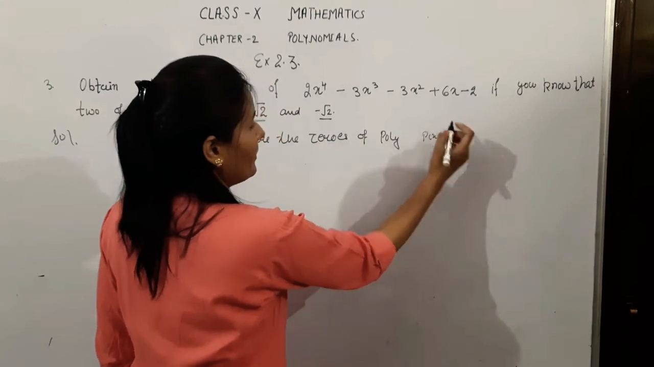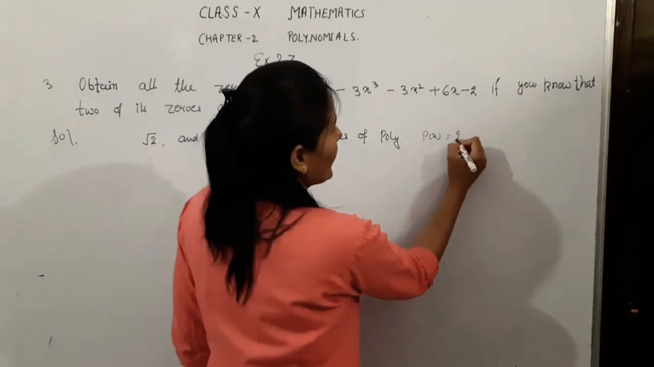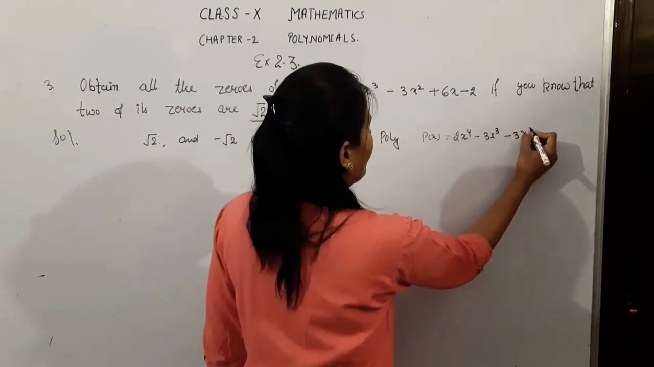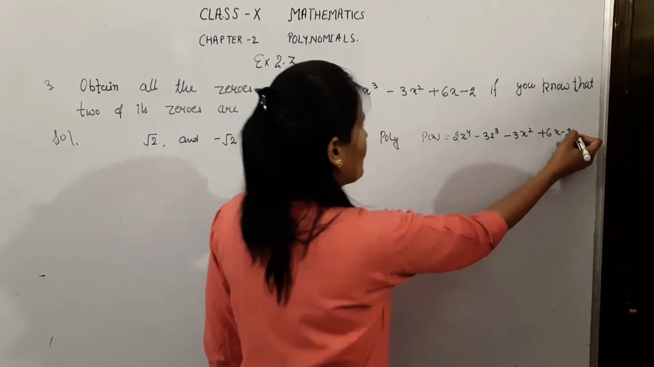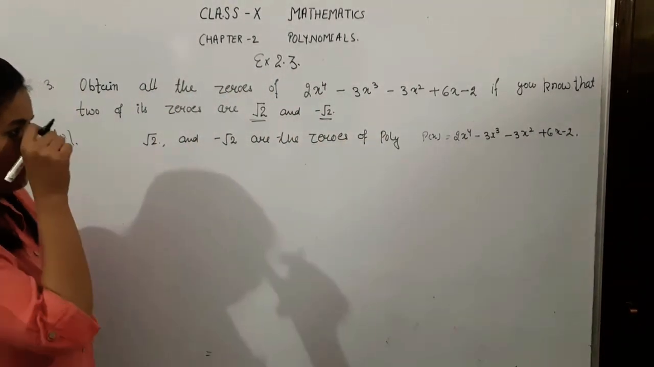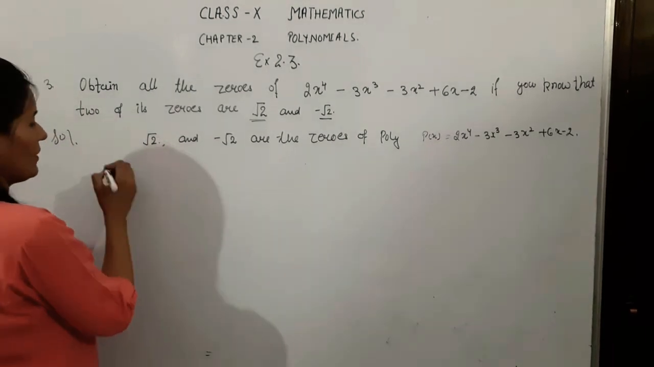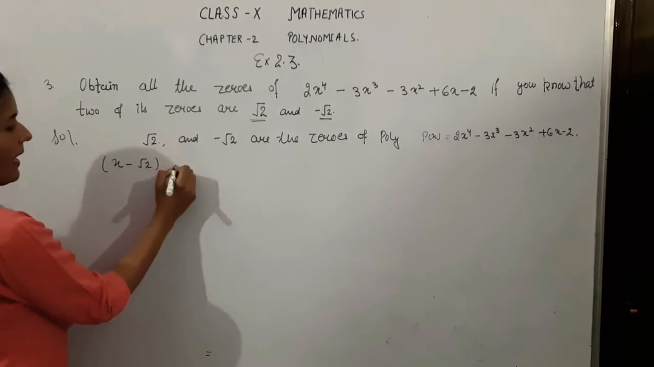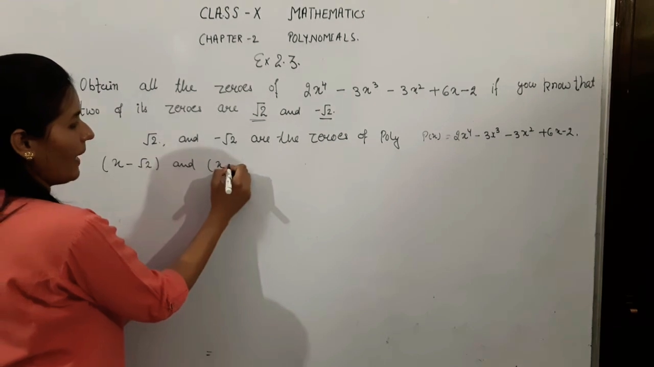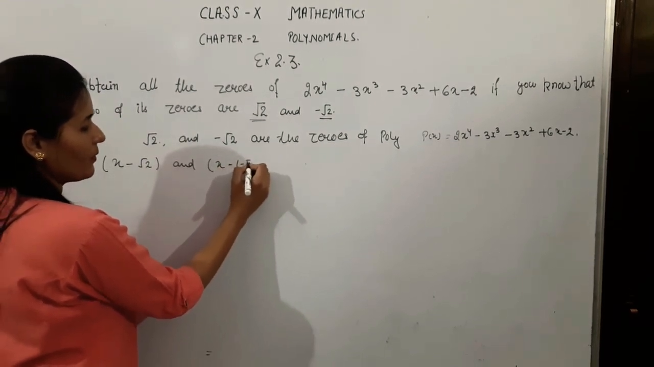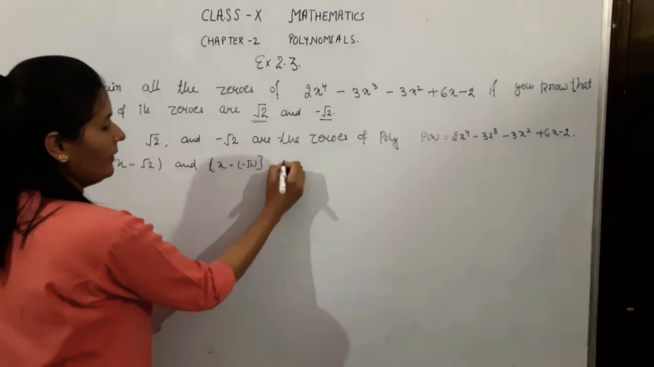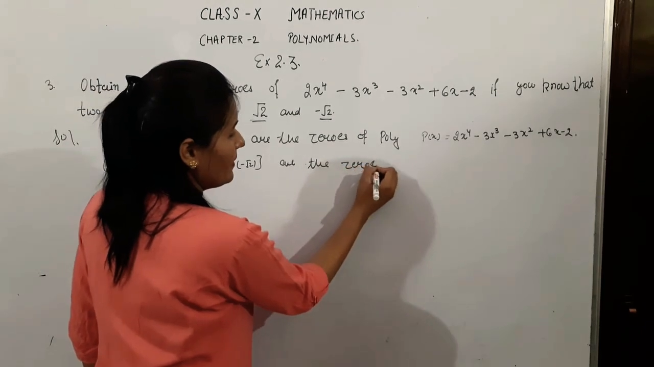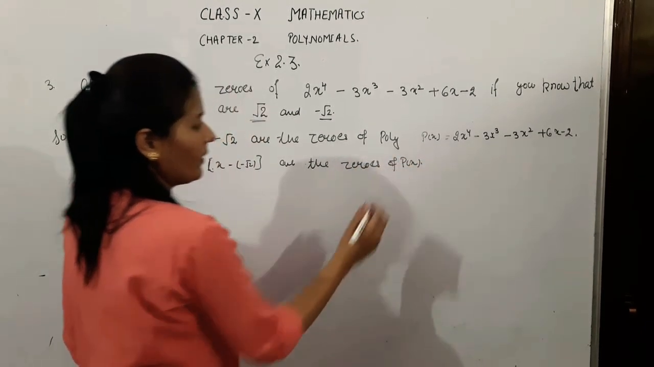p(x). Let p(x) be equal to 2x power 4 minus 3x cube minus 3x square plus 6x minus 2. Alright. Now what we need to find out? We need to find out the other 2 zeros. Let me write factors from here. x minus root 2 and x minus of minus root 2 are the factors of p(x). Alright.